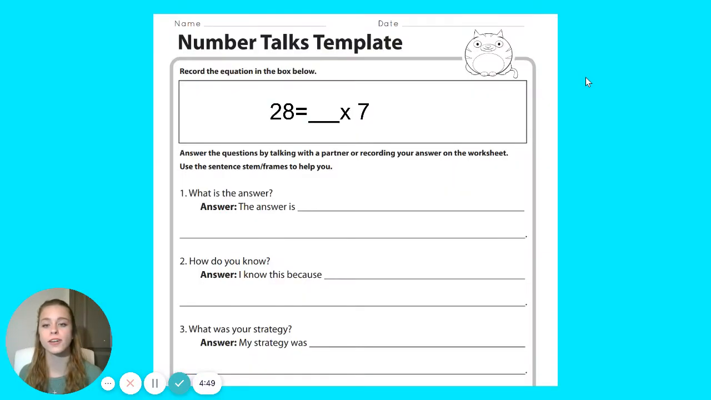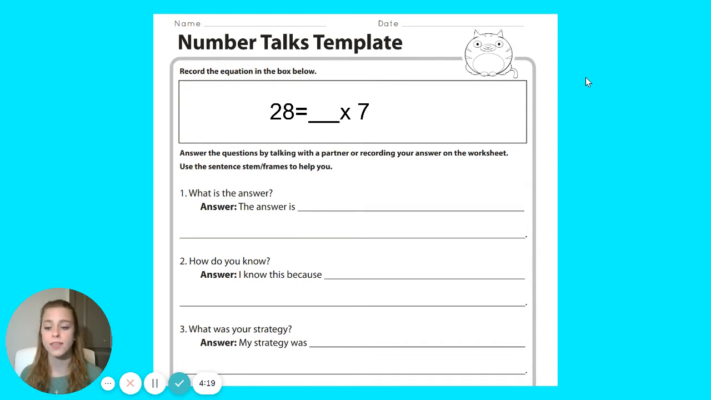So first, we're going to go ahead and look at this number talk template, and we see an equation that reads 28 equals blank times 7, and we know it's multiplication because it has a times sign or multiplication sign, but it reads kind of funny, right? So we're going to go ahead and flip it around and read it how we usually would. So we're going to read it 7 times blank equals 28. So what times 7 equals 28?